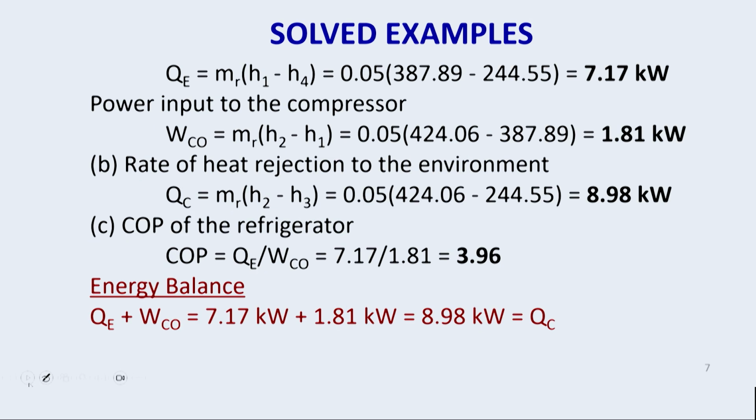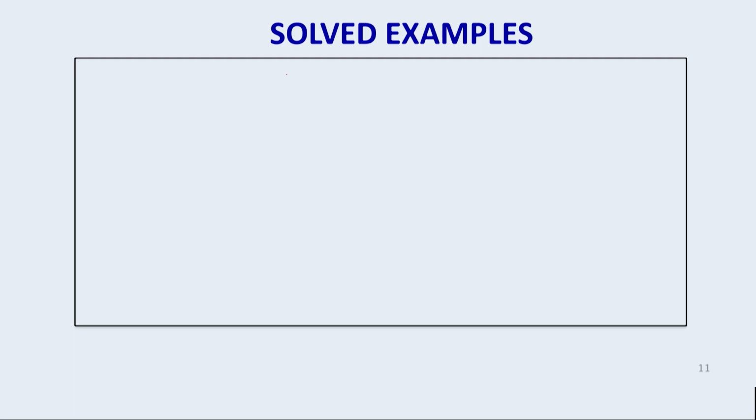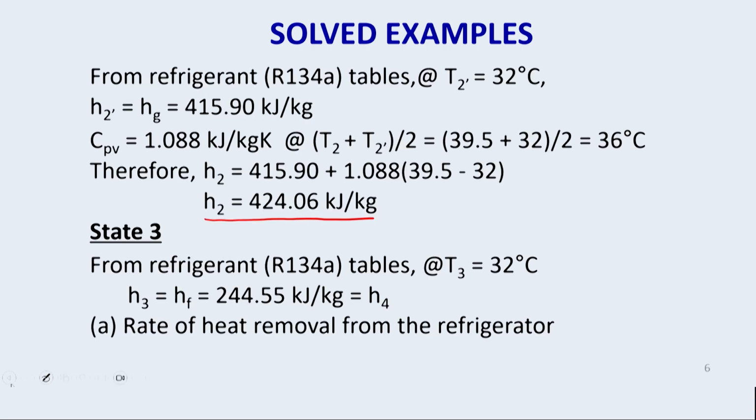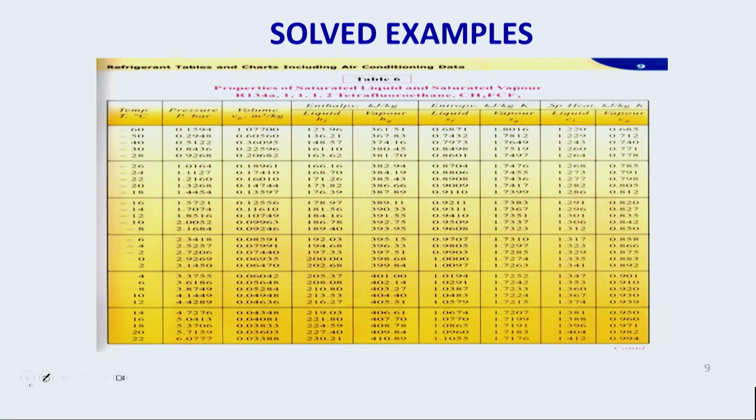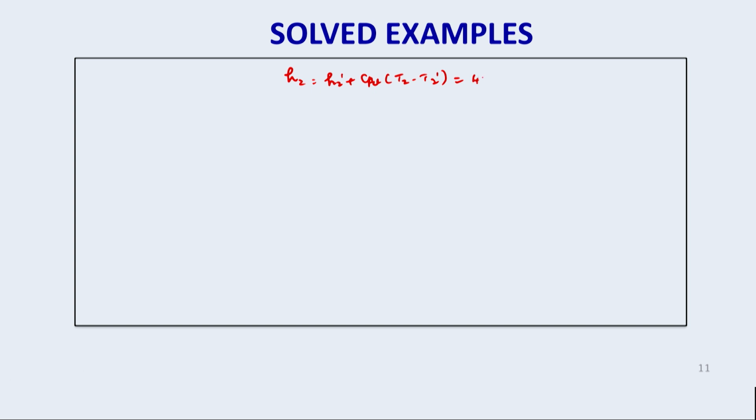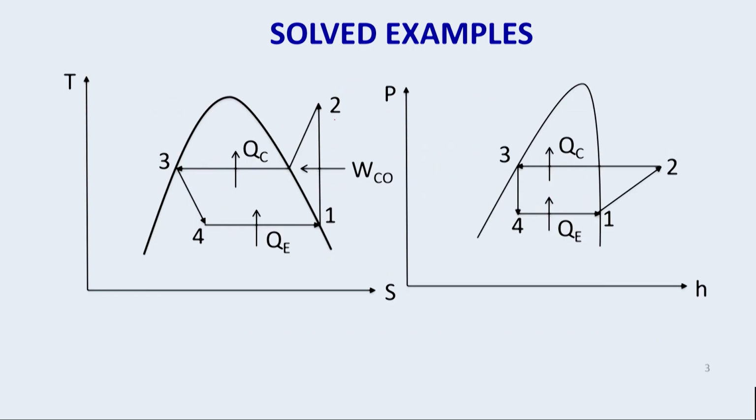To calculate the superheated enthalpy, we use this formula: H2 equals H2 dash plus Cp of vapor into delta T, where delta T is T2 minus T2 dash. The calculated value was around 424.06 kilojoule per kg. Now, if you look at the TS diagram, we have already calculated H1 and H2.